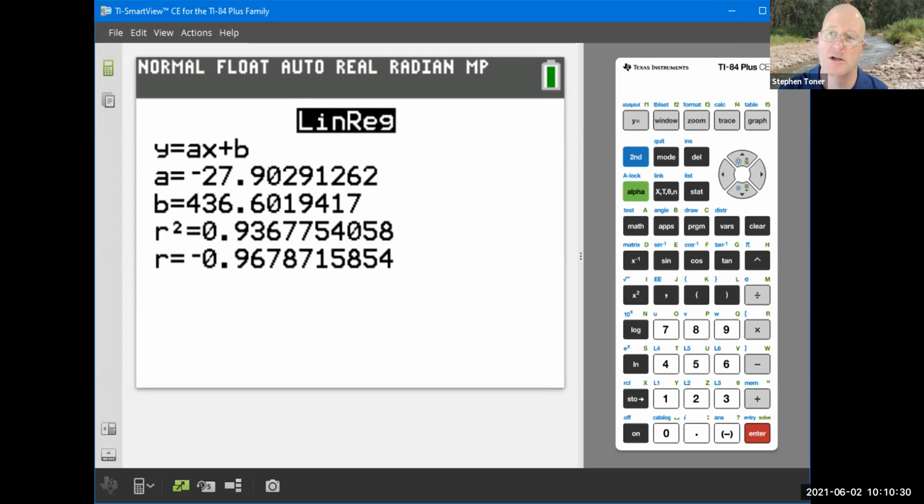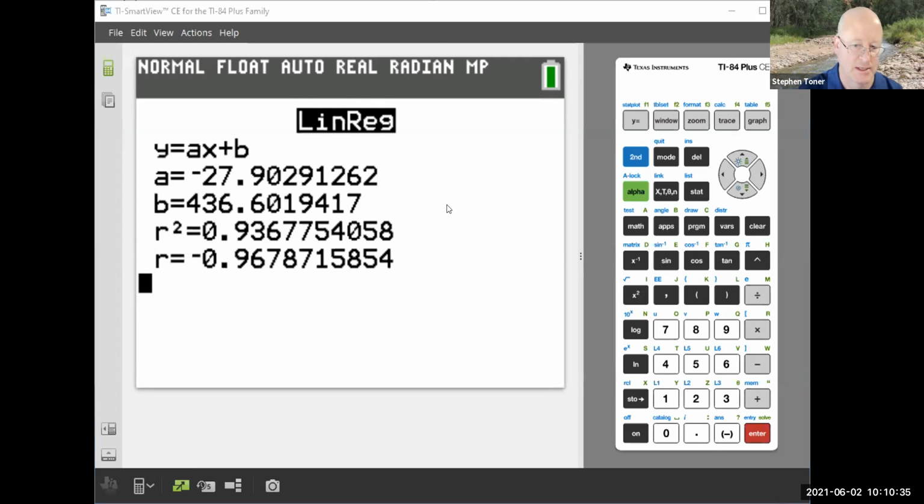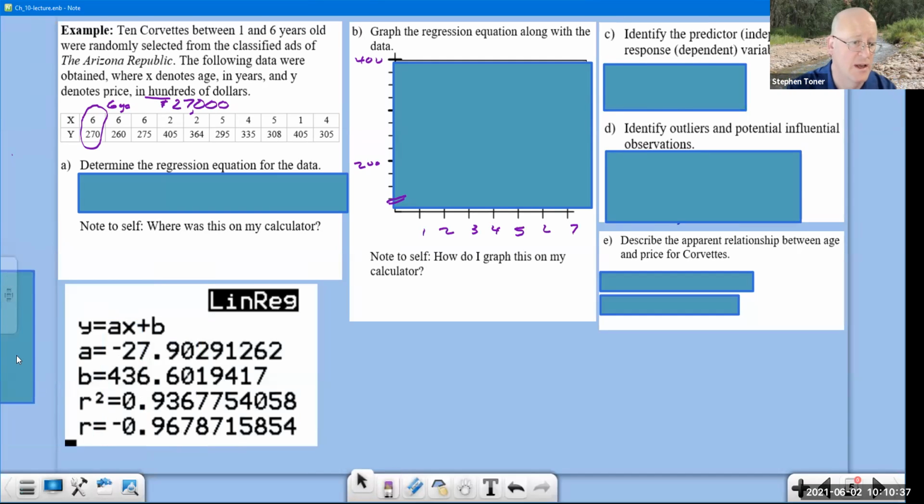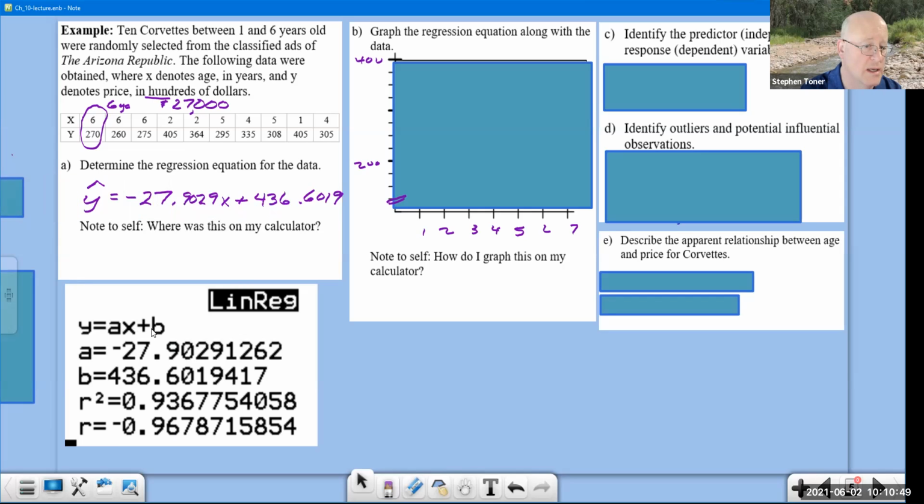Now I'm going to come back to our other blue screen here, and let's take a look at a couple of things. First off, here are the values that came out of the calculator that we will reference, and you're being asked to find the regression equation. Now, your regression equation is just this y equals ax plus b. So I'm just going to rewrite this here where my a is that value in front of x. Then my b is my y-intercept there, and there's my equation.